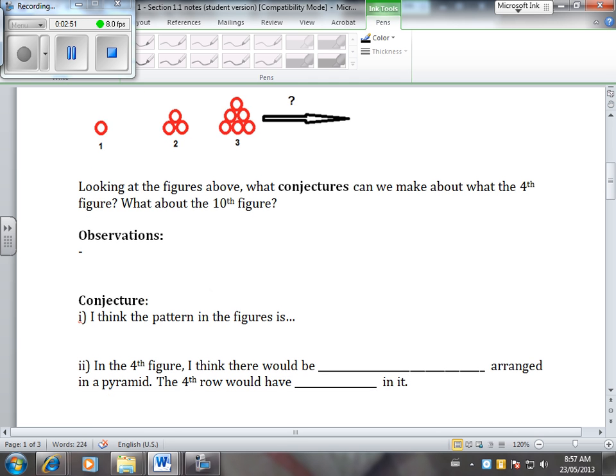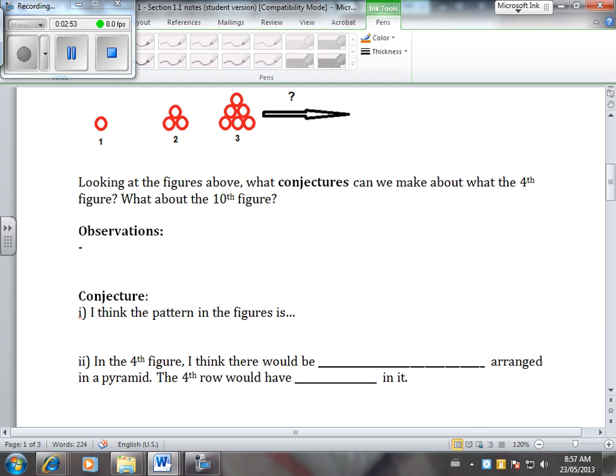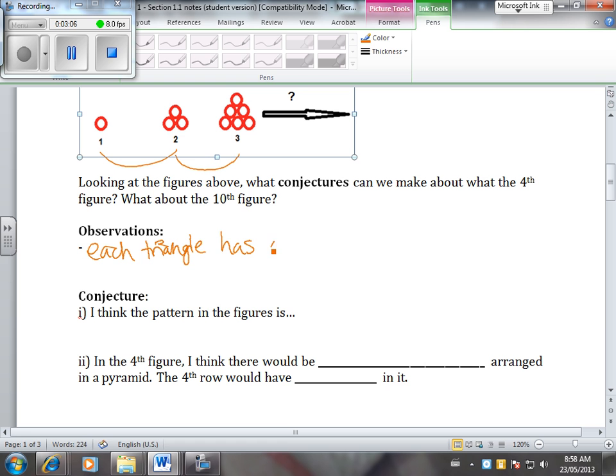So when I look for observations, I think, okay, as they move up from 1 to 2 to 3, each triangle has 1 row more than the last. This unit will involve a little bit more writing than you're used to, but just take your time, think about your observations, and try to make them as thorough as possible. And then always try to make more than 1 observation.